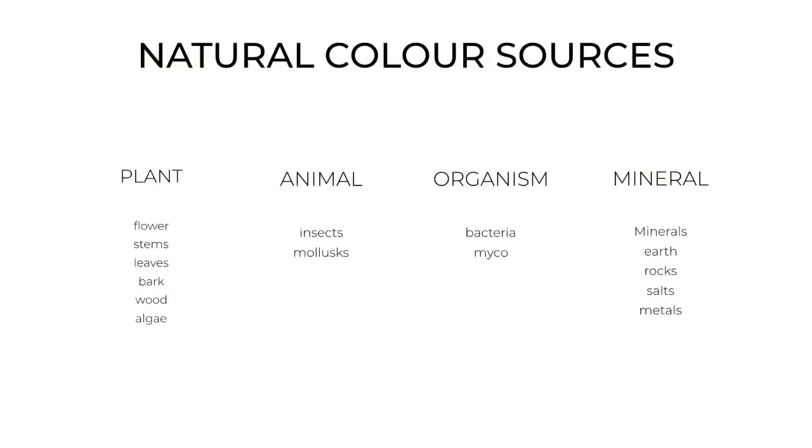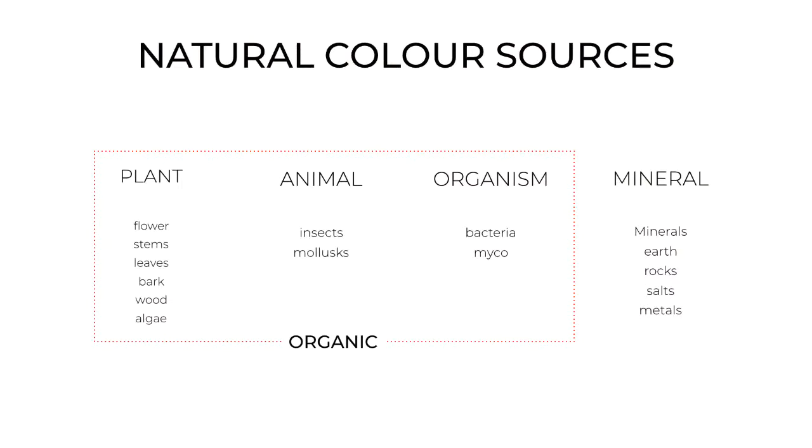So, looking at natural, we're talking about biochromes, so we're really looking at natural color sources. So we have plant sources, we have animal, we have organisms, but we also have mineral. And when we look at these, there is quite a big difference, because the first three categories are organic colors, and the last one is inorganic.